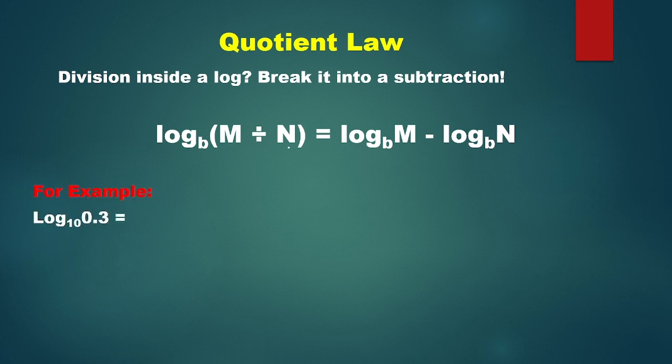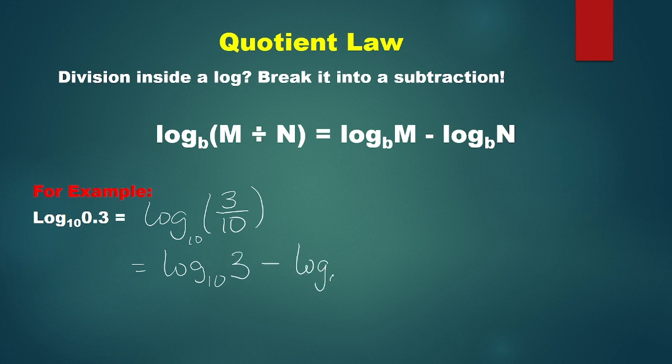Let's take an example. If I have log of 0.3 in base 10, you agree with me that this can be written as log of, now 0.3, I can rewrite it as 3 over 10 in base 10, which can also be written as log in base 10 of 3 minus log in base 10 of 10. So I have broken 3 over 10 into log 3 in base 10 minus log 10 in base 10.